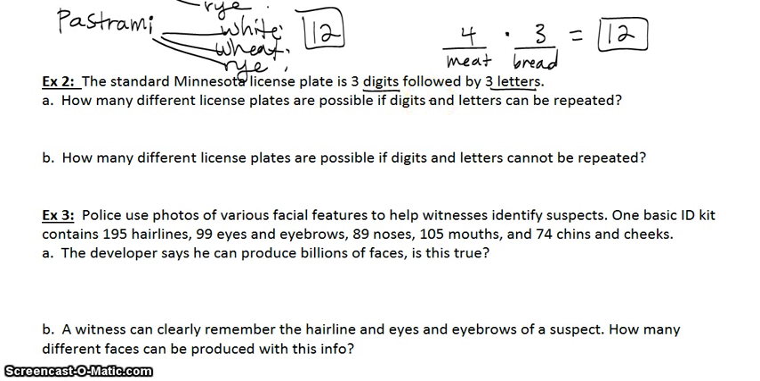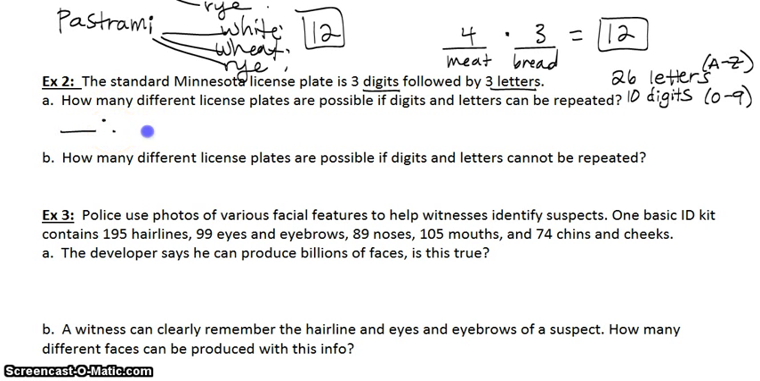And just so you know, in case you forgot, there are 26 letters in the alphabet from A to Z. And we consider it 10 digits because you may have been thinking 9, because 1, 2, 3, 4, 5, 6, 7, 8, 9. We include 0. So if you include 0, there's 10 digits.